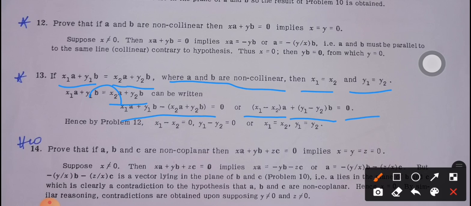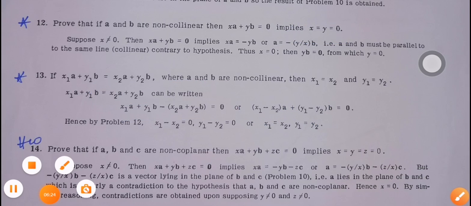As we have solved earlier, if we have non-collinear vectors and their scalar multiple addition is equal to the 0 vector, then the corresponding scalars must be 0. It means this scalar must be 0 and this scalar must be 0. So x1 is equal to x2 and y1 is equal to y2.